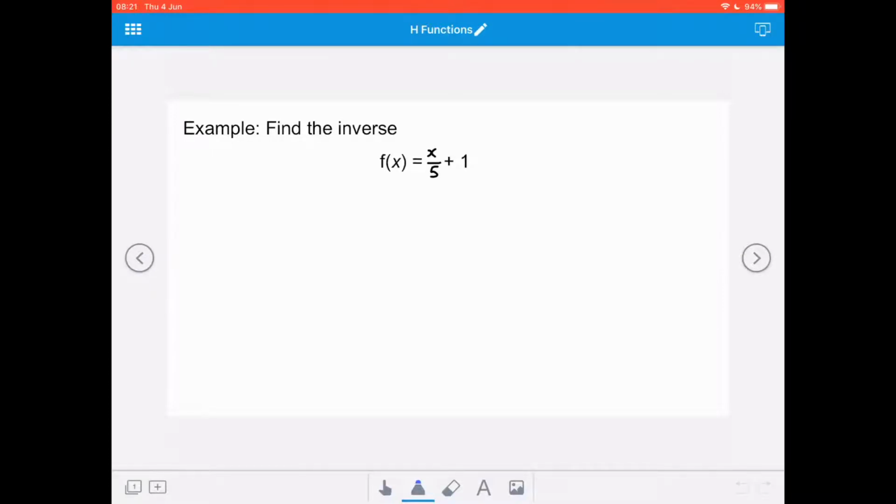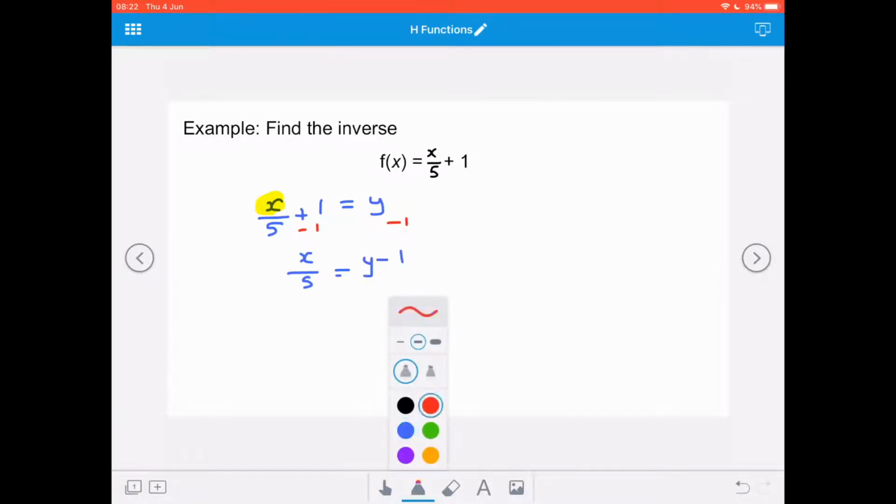So the first thing we're going to do is we're going to equate our function to y. So x over 5 plus 1 equals y. Now we want to change the subject to x. So first we're going to take away 1 from both sides, and that gives us x over 5 equals y take away 1. And then we're going to multiply both sides by 5, remembering that we need to put that y minus 1 into a bracket, and we're going to get x equals 5 upon y minus 1.